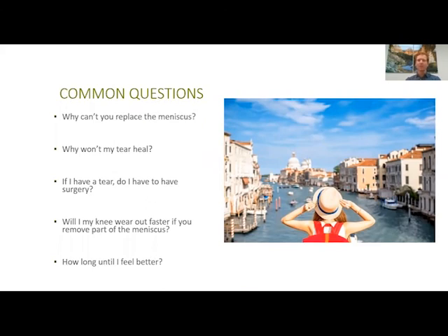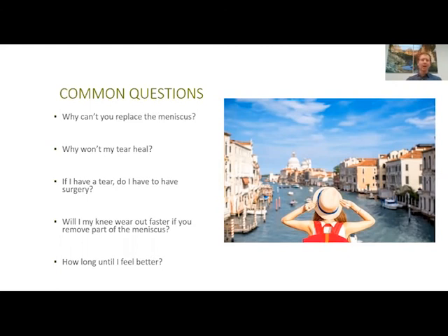So not every meniscus tear actually has to have surgery, and that's why it's good to watch it for some time, not just rush into surgery, kind of see how it goes. And it becomes pretty clear over, say, a course of anywhere from 6 weeks to 3 months, whether it's something that's going to be getting better with time.